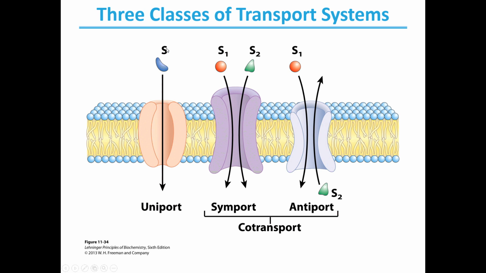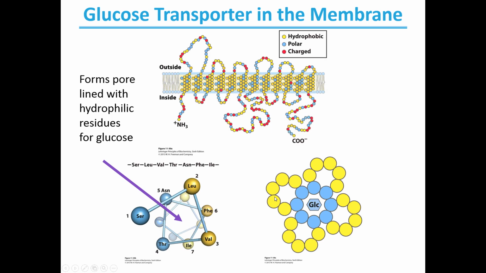Molecules can move singly, one at a time, in one direction. That's uniport. More than one molecule can move together in the same direction. That would be a symport. Or more than one molecule can move in the opposite direction, and that would be an antiport. Both symport and antiport are co-transport systems.